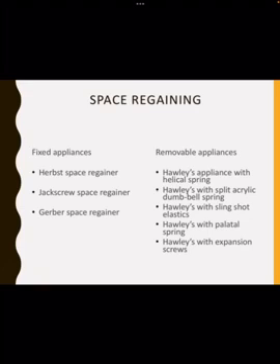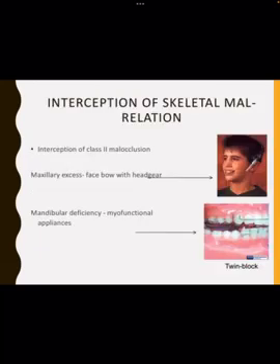Fixed appliances are Herb space regainer, jack screw space regainer and Gerber space regainer. Removable appliances include Hawley's appliance with helical spring, Hawley's with split acrylic dumbbell spring, Hawley's with slingshot elastics, Hawley's with palatal spring, Hawley's with expansion screws.